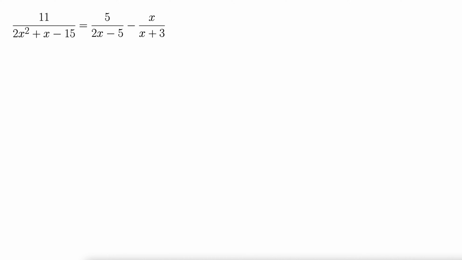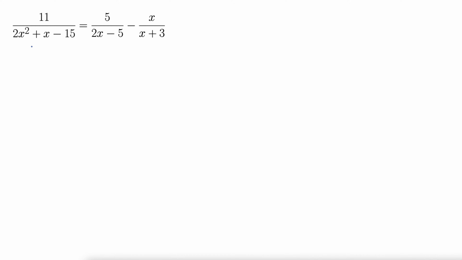In this video, we want to solve a rational equation. We have 11 over 2x squared plus x minus 15 equals 5 over 2x minus 5 minus x over x plus 3. So certainly plenty going on in this example.